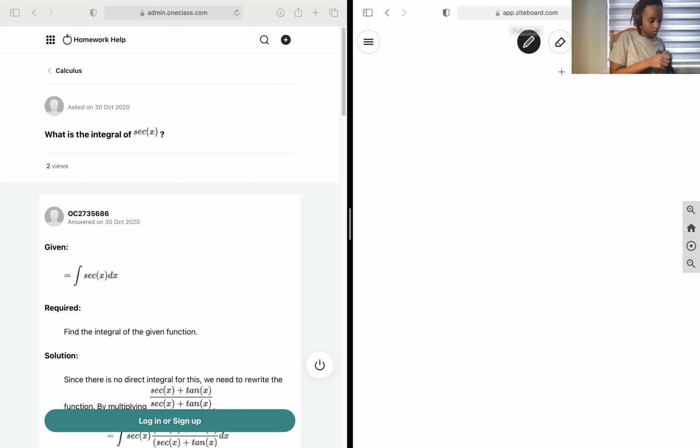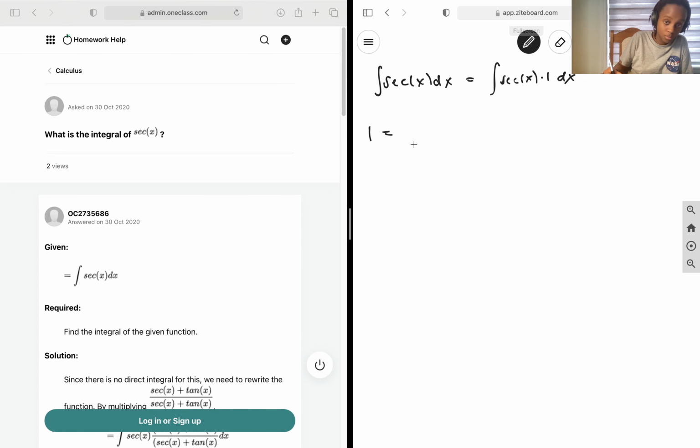Okay, for our next question, we shall be finding the integral of secant x. This one is a bit complicated, but we're just going to be multiplying it by 1 actually. And so same thing as sec x times 1 dx. But our 1 is going to be equal to sec x plus tan x over, of course, sec x plus tan x. And so let's plug that in.